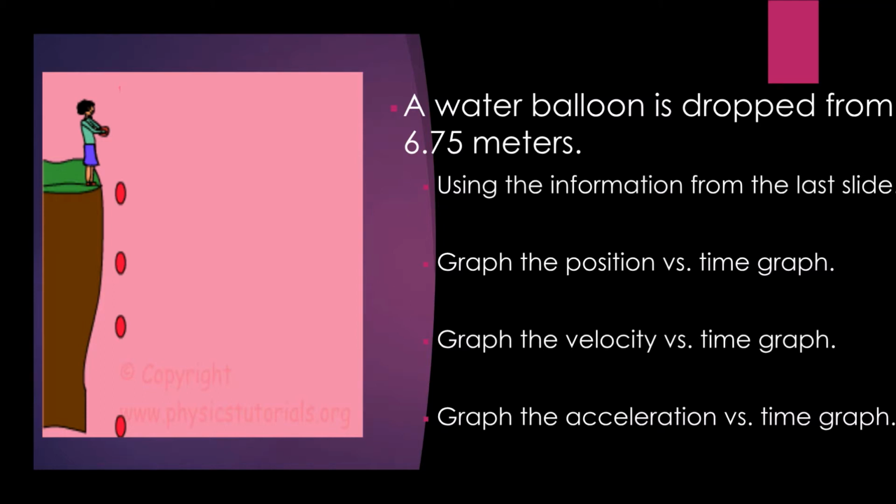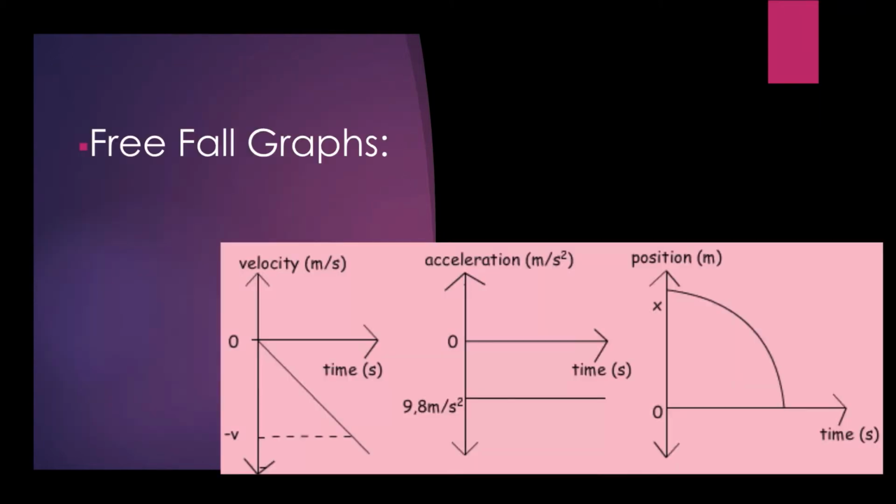Finally, the acceleration versus time graph would reflect that the acceleration due to gravity does not change and be a horizontal line at negative 9.8. Let's see if that's what it turns out to be. As you can see, our graphs conform to what we would expect to see.